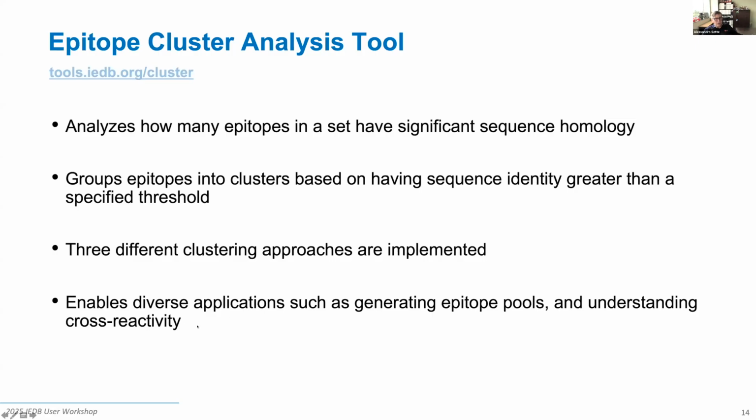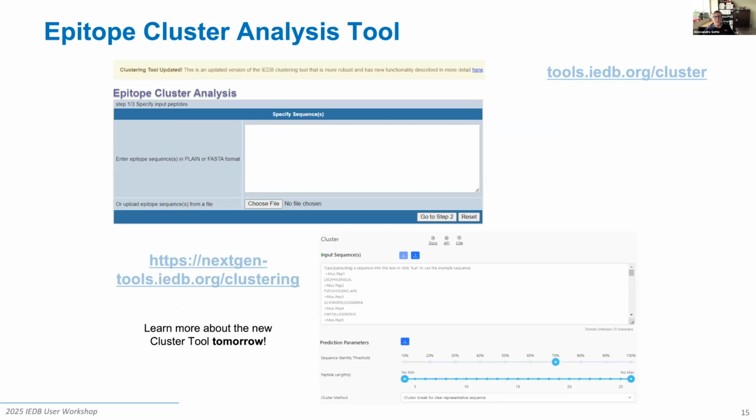And this is a tool that has very diverse applications. For example, you can use it to generate epitope pools, where you want to have only one representative for each cluster, or understanding cross-reactivity and so forth. And this is how the web page works, where you can put your sequences in, select the clustering method, and you will also hear more about this tomorrow.